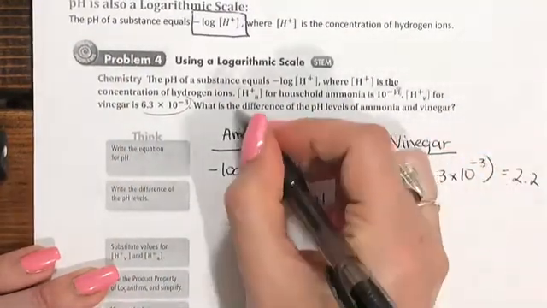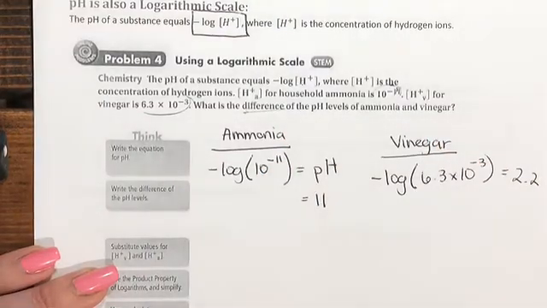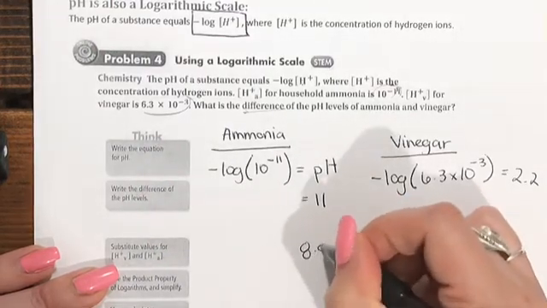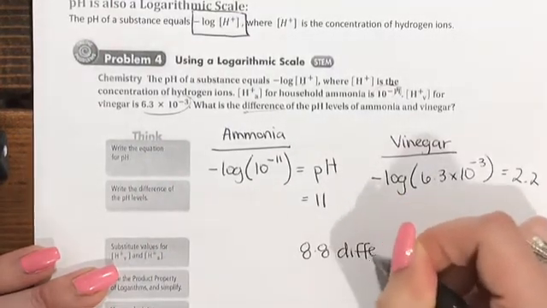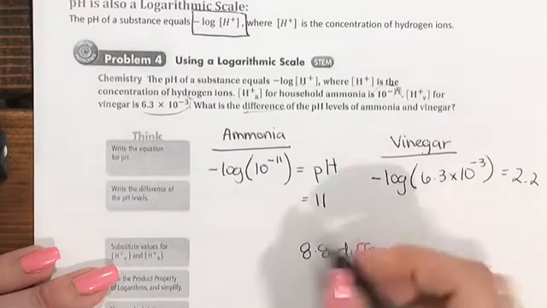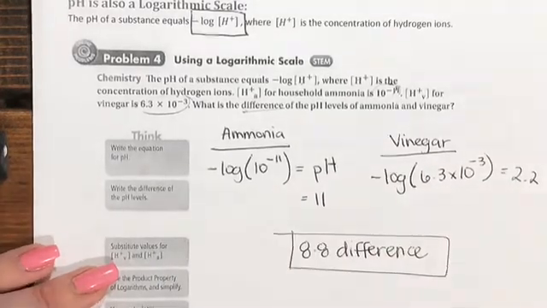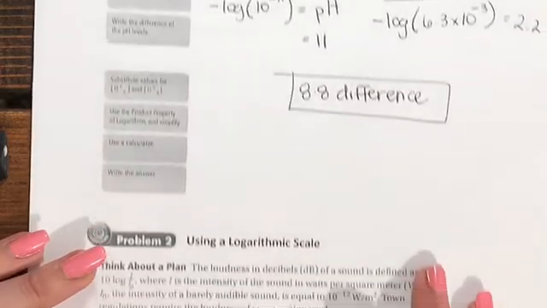And they just said, what is the difference of the pH level? So you're literally just going to subtract the two. So 11 minus 2.2 is 8.8 difference. So when you see those pH problems, they are very straightforward. They're not difficult at all.